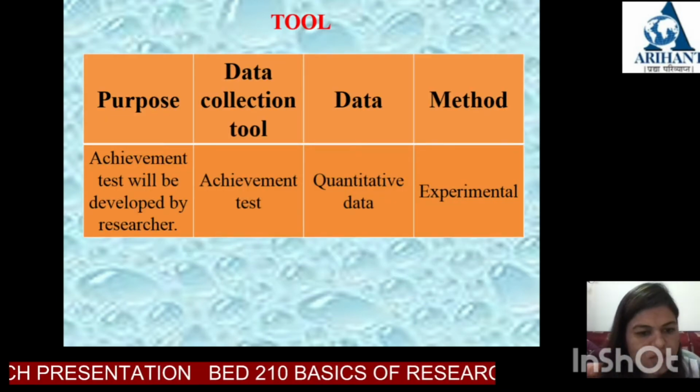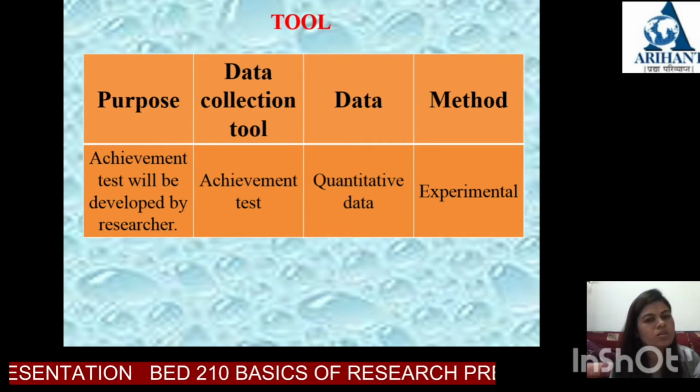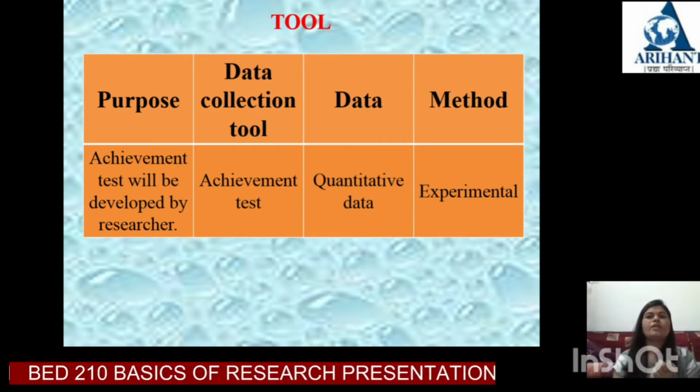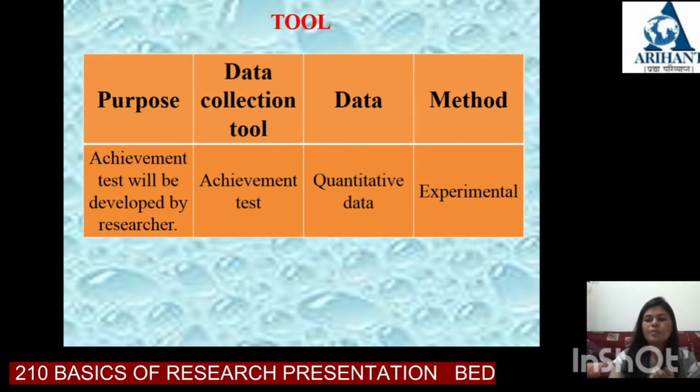The purpose of the study is that an achievement test will be developed by the researcher. Then the data collection tool will be the achievement test. The data is quantitative data and the method will be experimental.